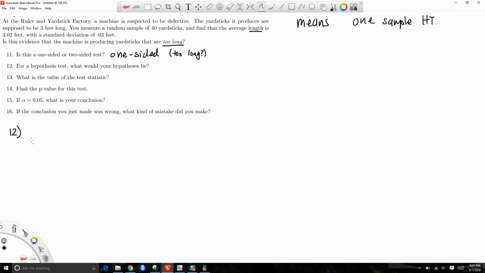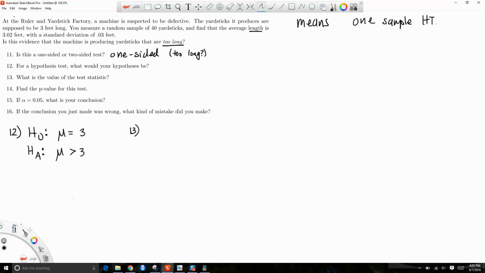Okay, so number 12 says, what would our hypotheses be? Here, our mu would be the length of yardsticks that the machine is producing. We want this to be exactly 3 feet. And then the alternative is we're worried that the machine is producing yardsticks that are too long, so we're going to have mu greater than 3 feet. We're using 3 because this is the value that we're expecting, and not the value from our data.